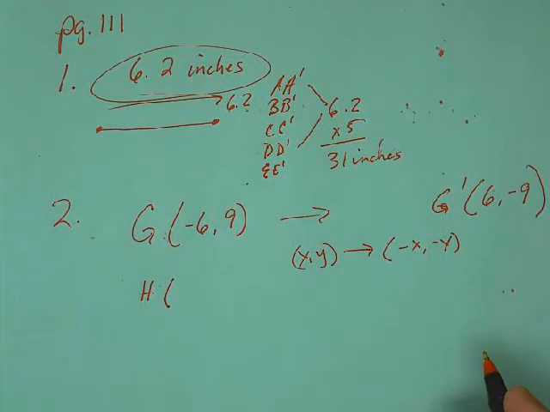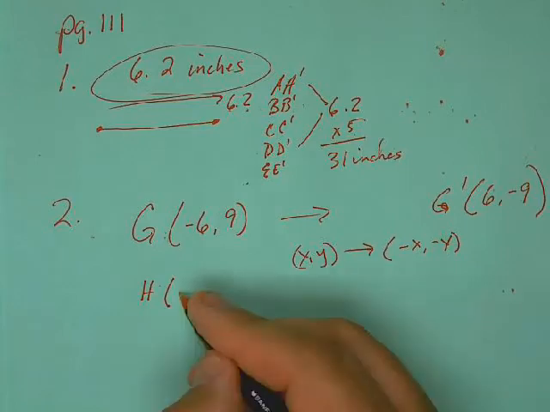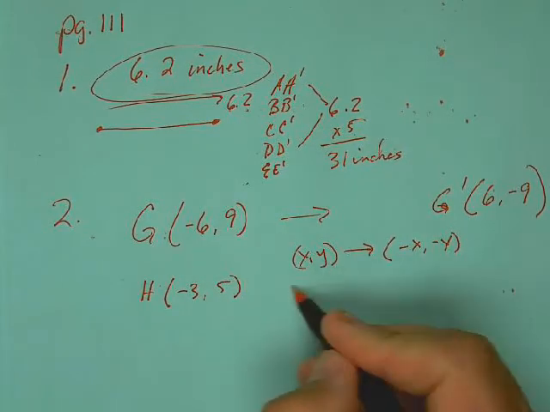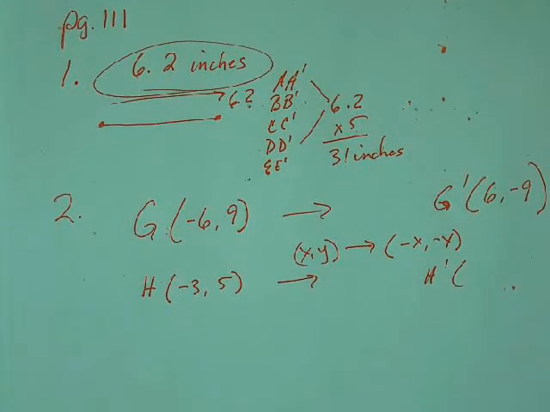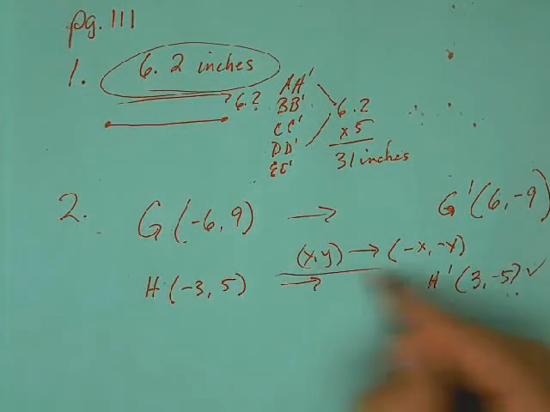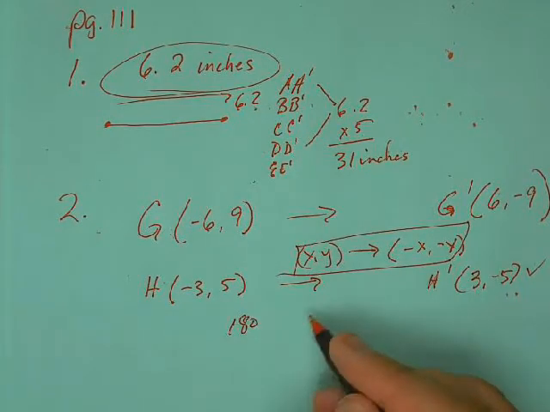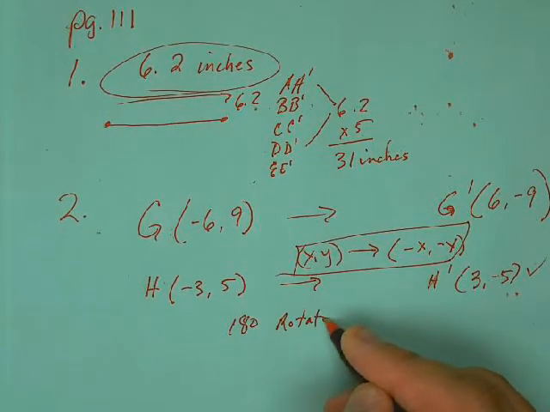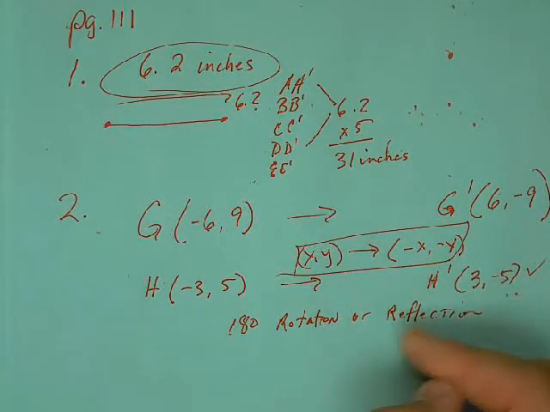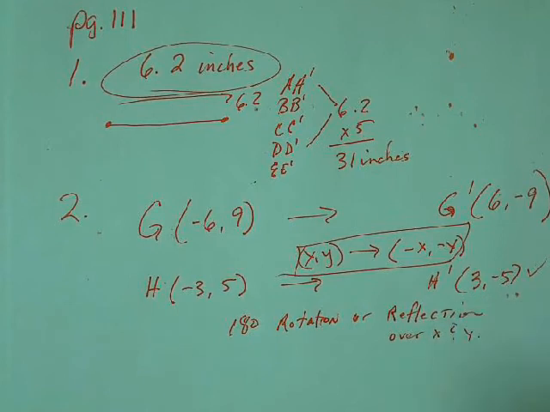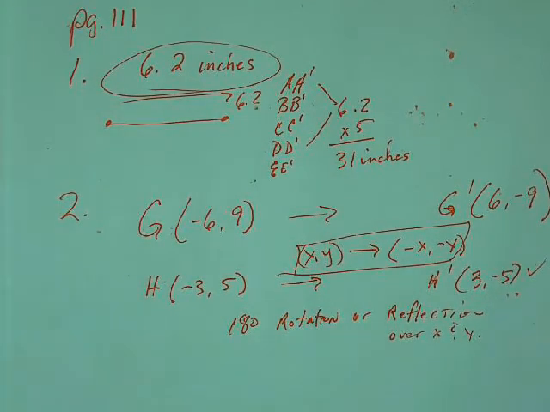Let's take a look at h. What is h? -3, +5, it looks like to me. And then h prime looks like it's +3, -5. Yeah, so this is the rule right here. So 180 degrees rotation, or, as Nicholas said, a double reflection over x and y. Either one would be correct. All right, any questions on that?